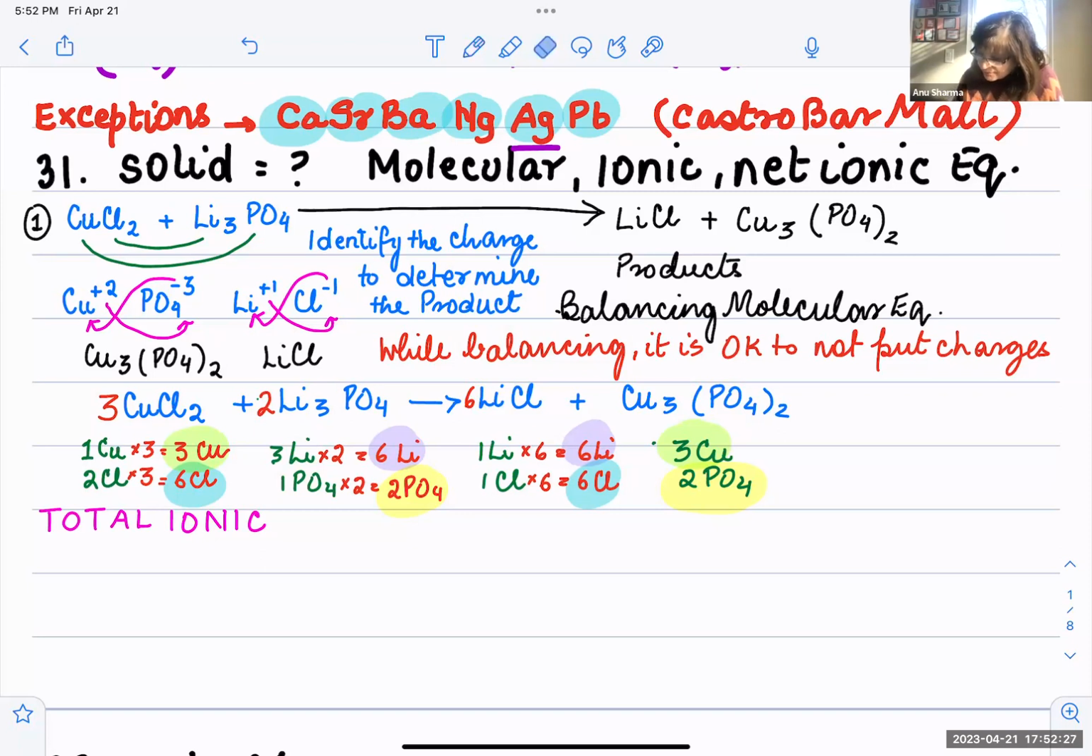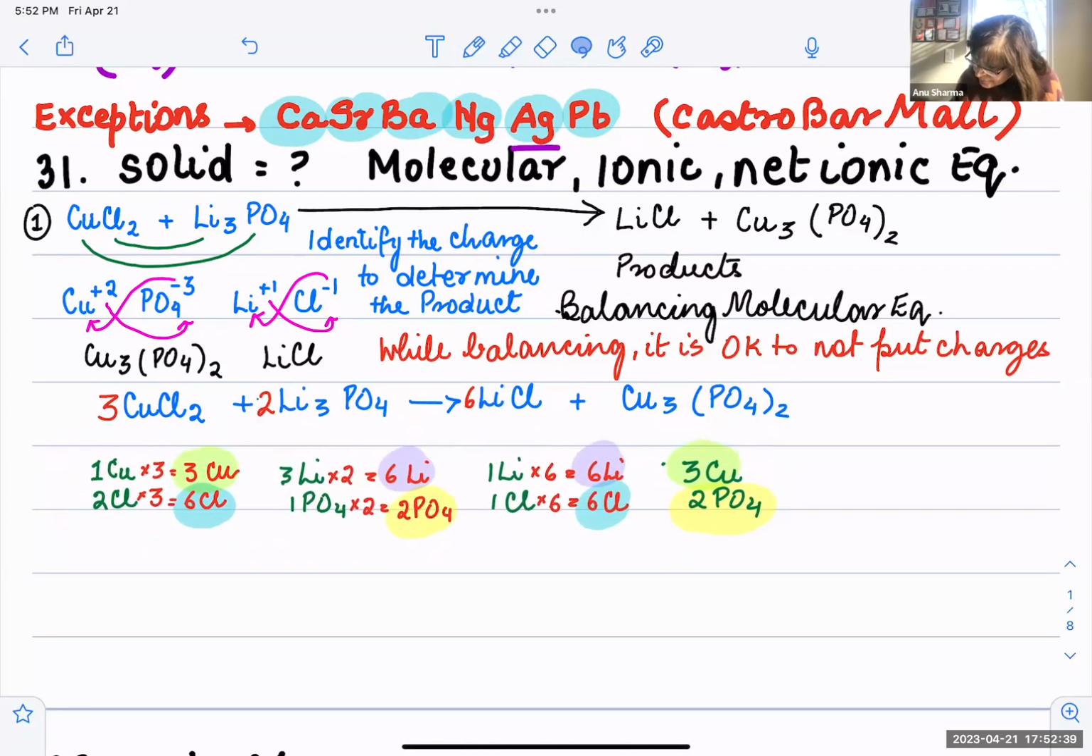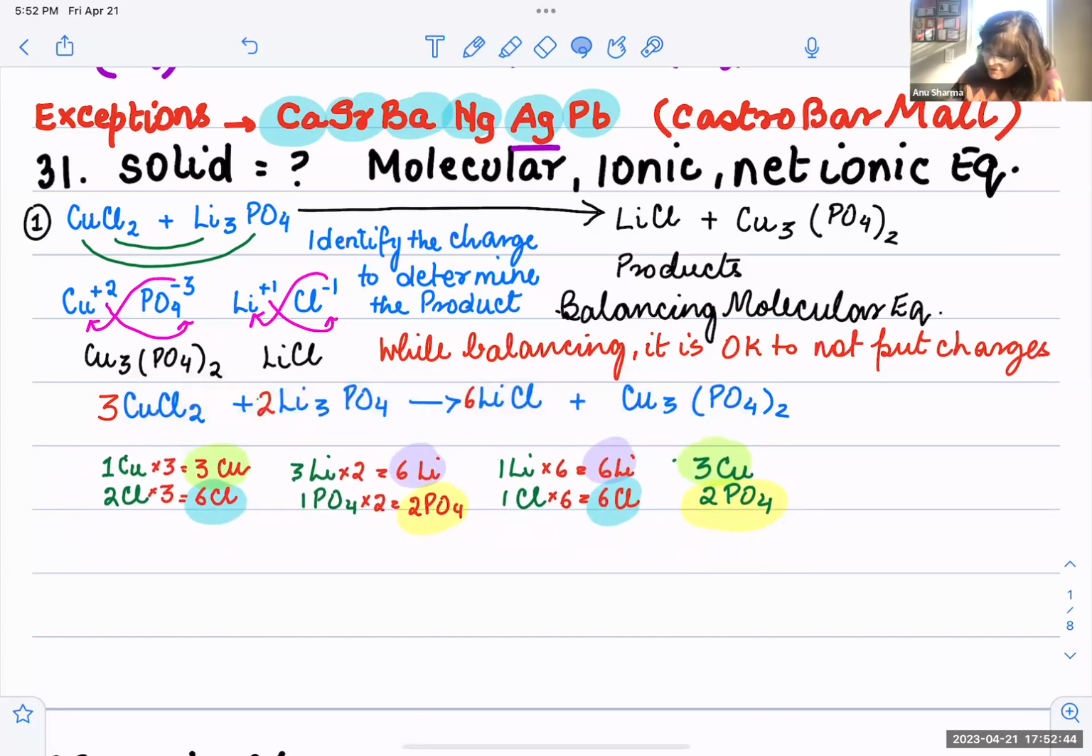Let me do this here. Total ionic, we will do this a little bit later. And I need to, let's do this here. Bring this a little bit down. Right here. Okay, so now we have copper chloride.